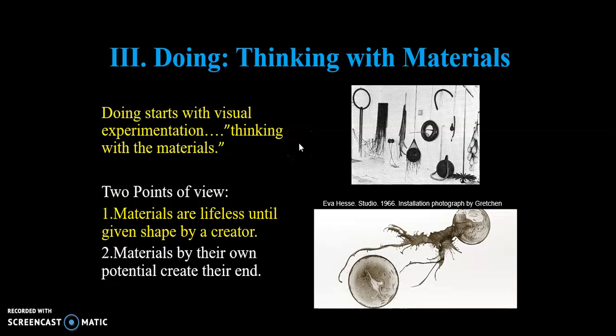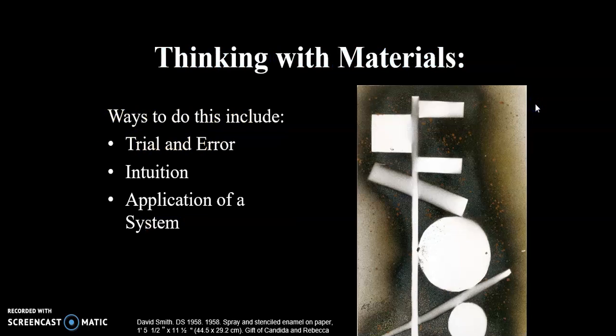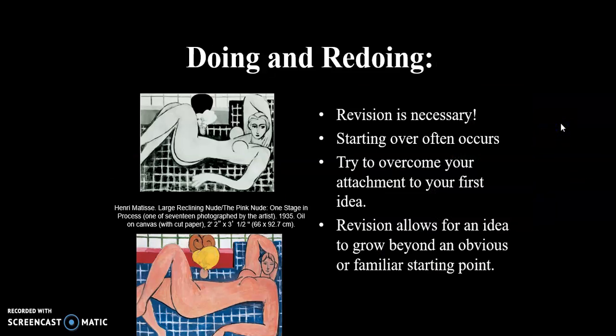And when you think about it, materials are just what they are. They're just there until given shape by the creator. And in the example over here, you have some tires, some inner tubes, found objects, and then once the artist gets a hold of them, that's when the doing and the creating comes along. Ways to do this include trial and error, which happens to me a lot, intuition, that comes with age and experience, and then the application of a system.